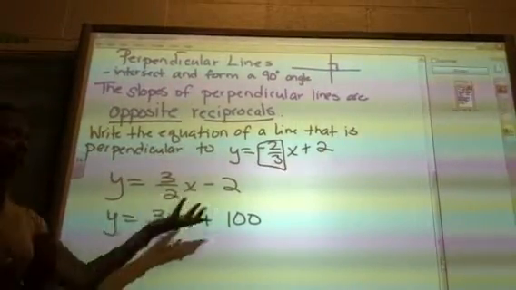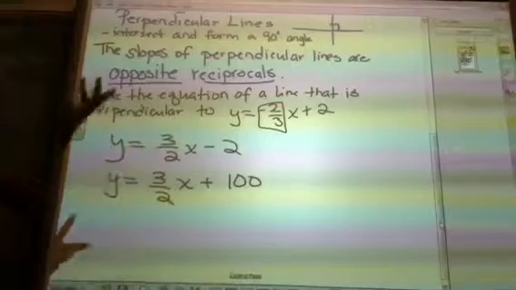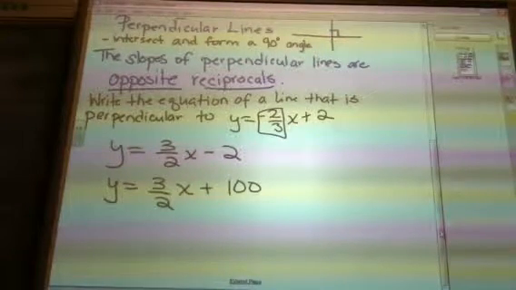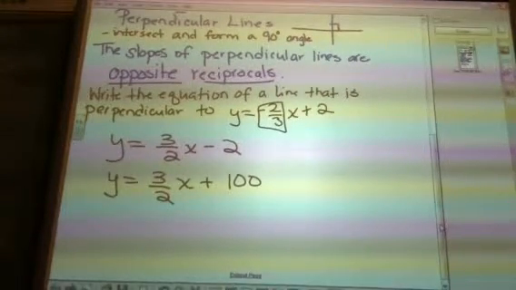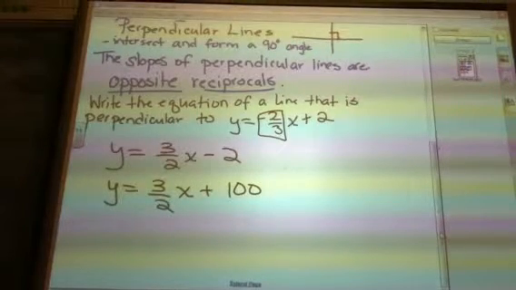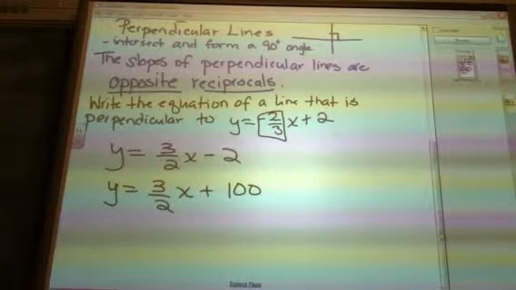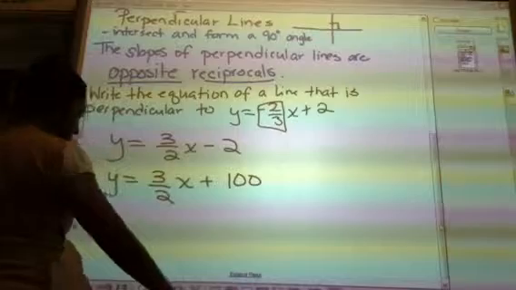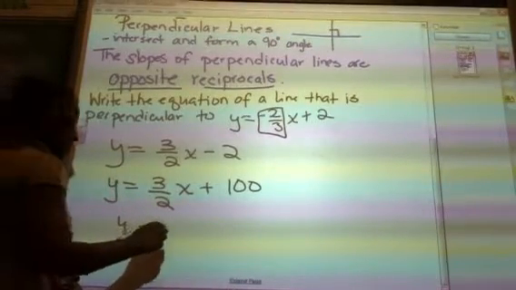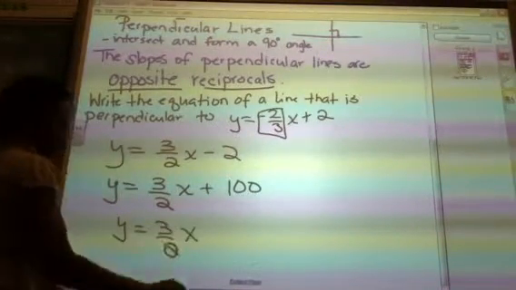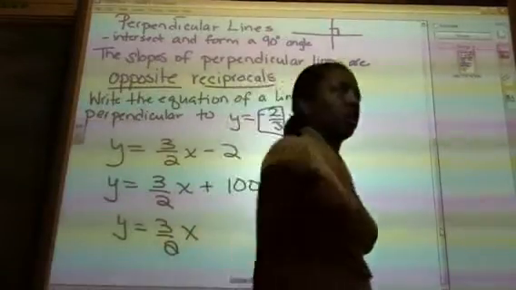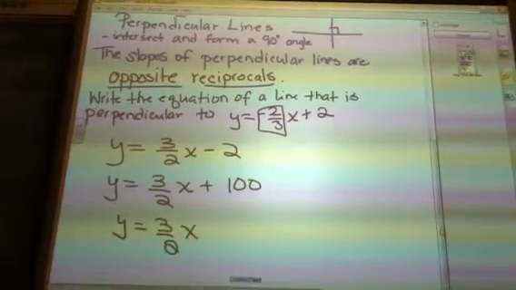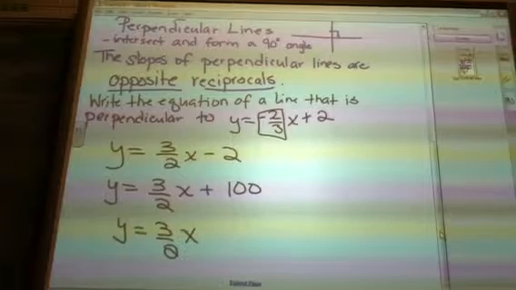So then, again, the y-intercept doesn't matter. Pick whatever number you want it to be. You can have y equals 3/2x minus 2, y equals 3/2x plus 100, y equals 3/2x plus 1, whatever you want. That makes sense, everybody?